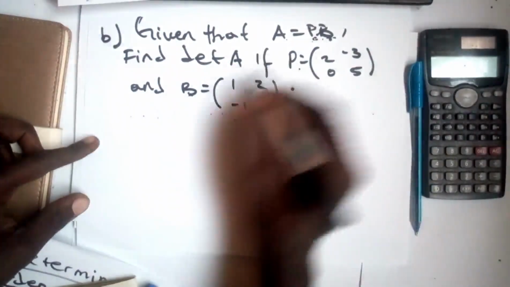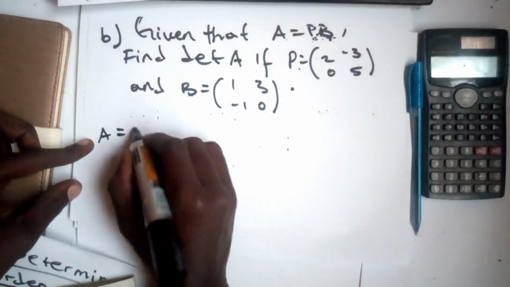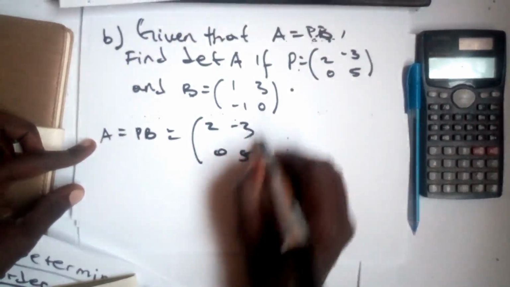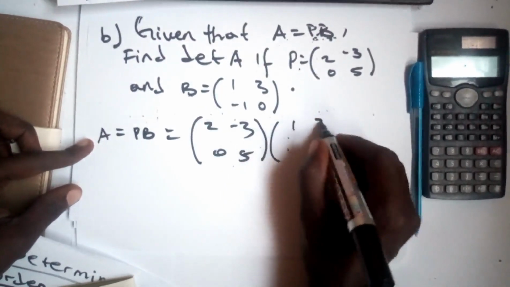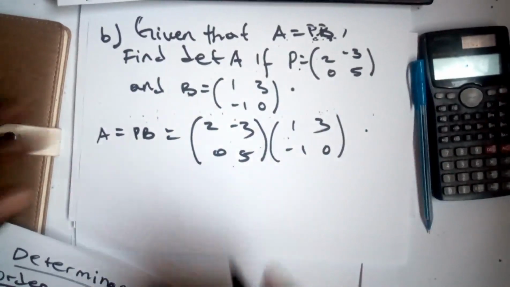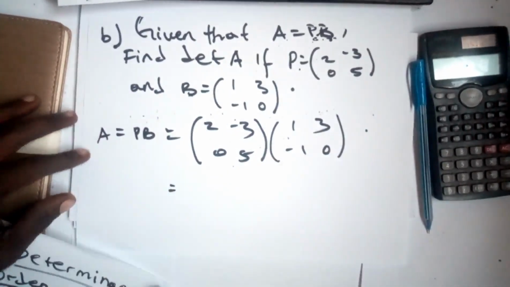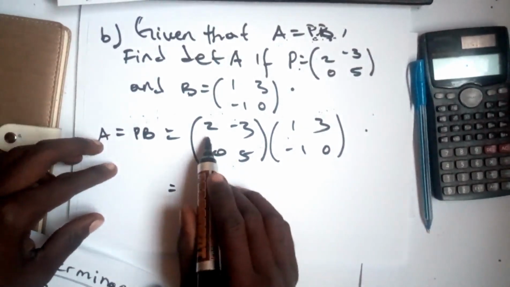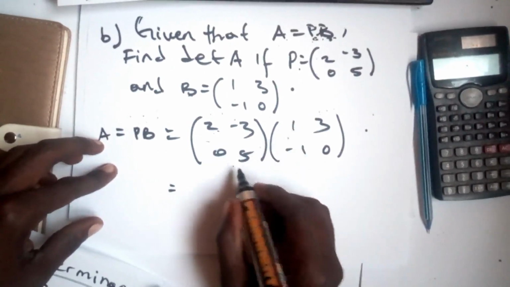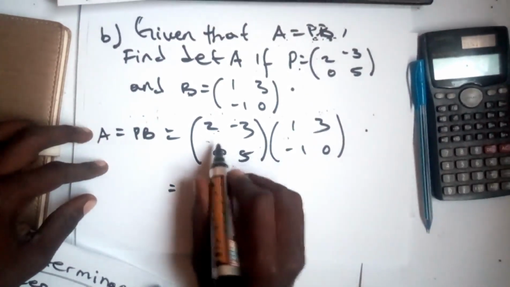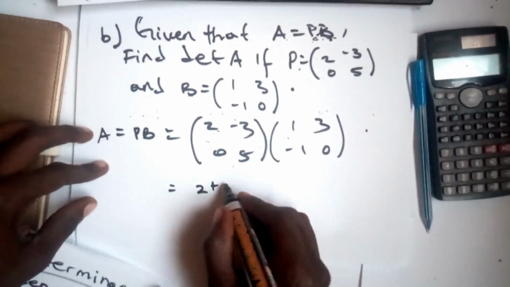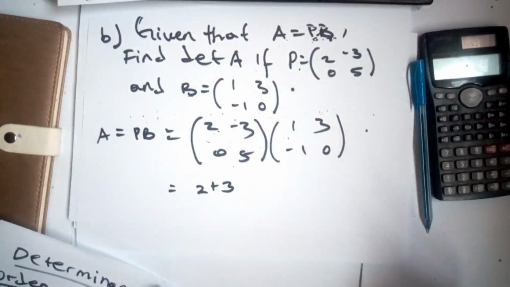So matrix A is going to be PB, which is matrix P multiplied with matrix B, which is 1, 3, negative 1, 0. If I multiply these two matrices, I'm going to have my matrix A as row by column. It is 2 times 1, which is a 2. So I'm going to have a 2 there. Then I'll have a 3. That is a positive, of course. A negative and a negative gives you a positive.